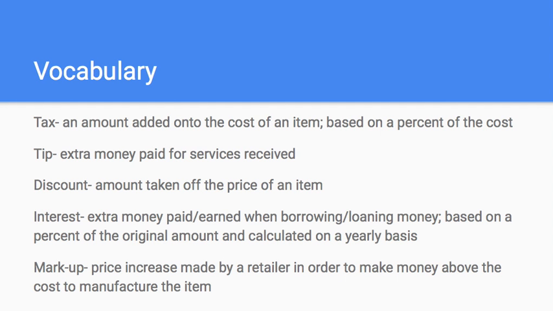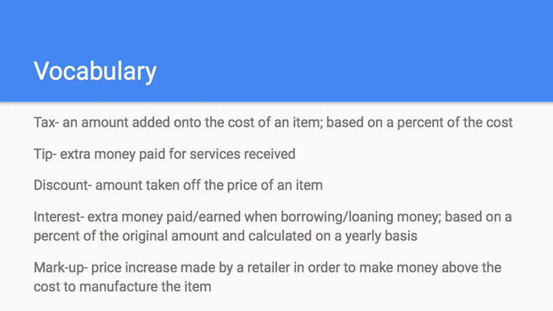Now, to start with, we've got vocabulary. Some of this you're probably familiar with. For example, tax, that's an amount added on to the cost of an item. It's based on the percent of the cost. You know, we have to pay sales tax. That's the tax. We're going to show how you calculate tax. Tip is extra money you're going to pay for services rendered, like to a waiter or waitress at the end of a meal. I'll show you how to calculate that. Discount is the amount that you take off of the price of an item. Sometimes it's because the item's on sale. Sometimes it's because of a coupon.